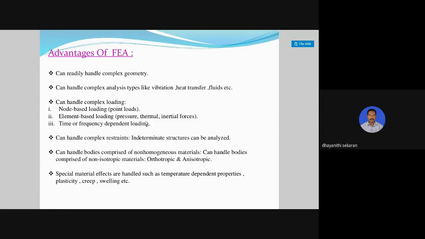Can handle bodies comprised of non-homogeneous materials, can handle bodies comprised of non-isotropic materials, orthotropic and anisotropic. Special material effects are handled such as temperature-dependent properties, plasticity, creep, and swelling, etc.